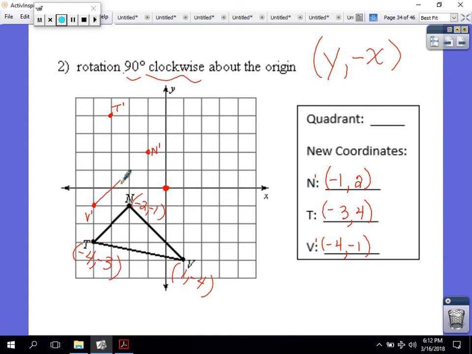All right, let's connect our points here. And there is a rotation of 90 degrees clockwise. So if we draw our C, quadrant 1, quadrant 2, it ended up in quadrant 2.